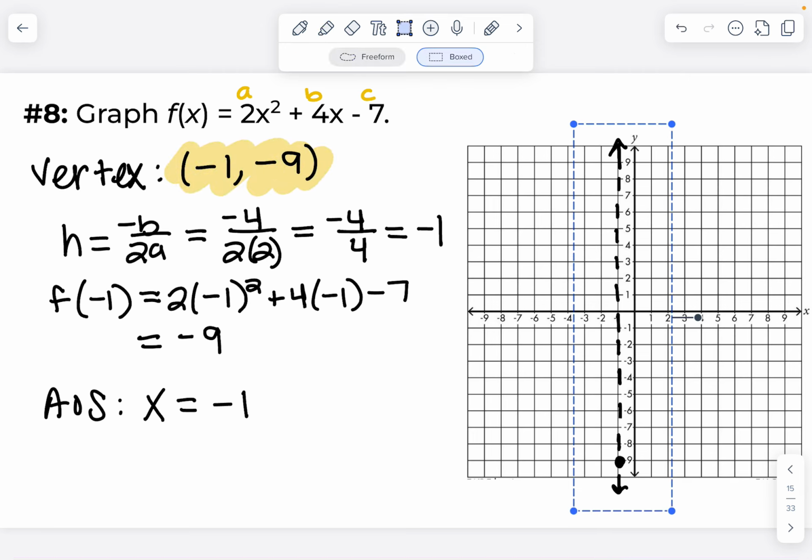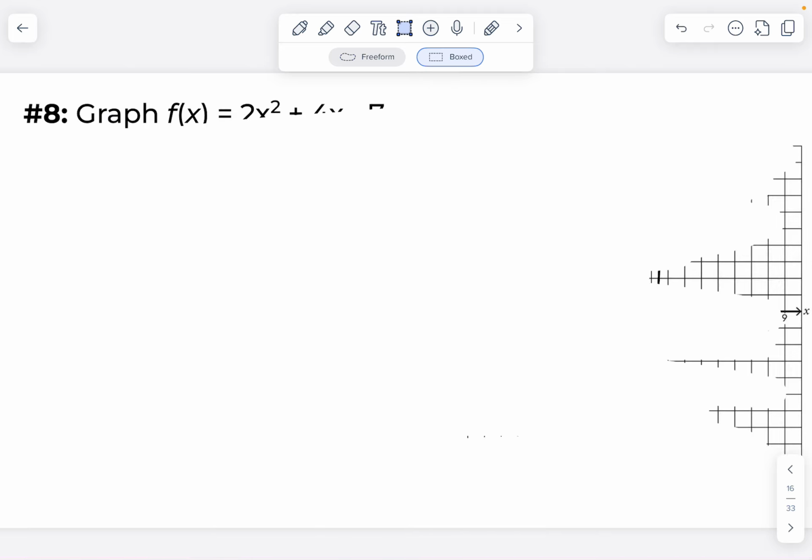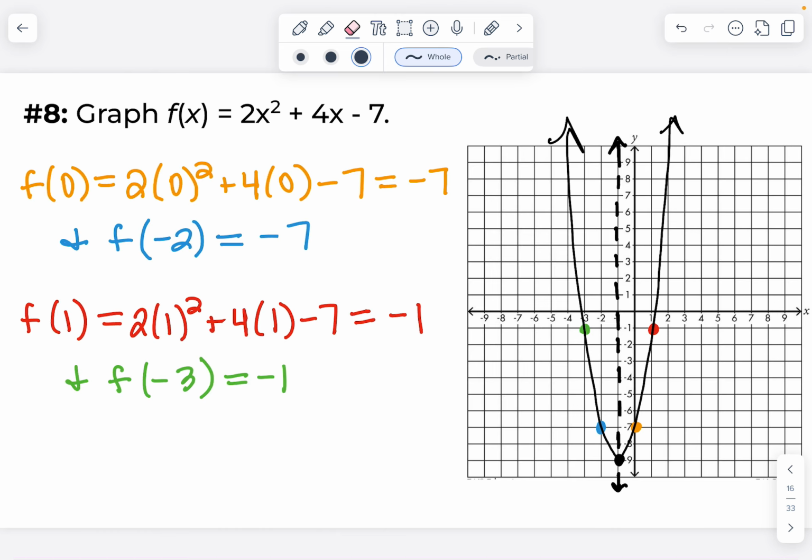Our axis of symmetry is at x equals -1. So if we go to the next slide, this has the additional points on it. So my additional points that I chose to find were the y-intercept, because again, I went from my axis of symmetry and I went to the smaller numbers, so that meant going to 0 and then 1. So I plugged in x is 0. When I did that, I got -7 for the y value. That was 1 to the right.